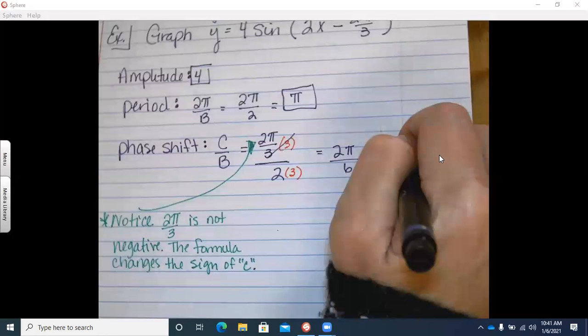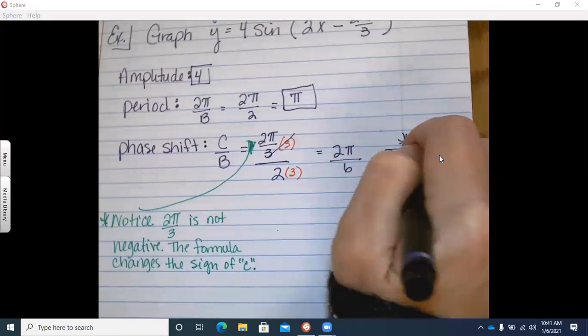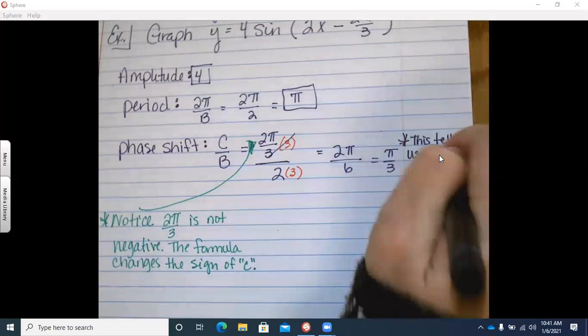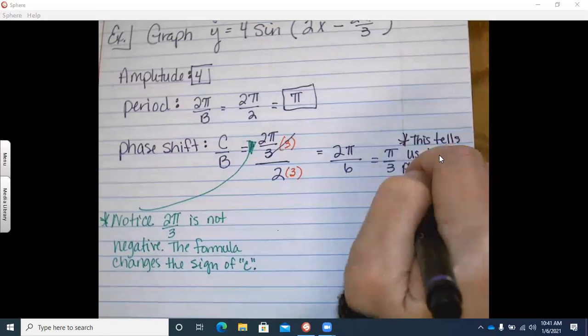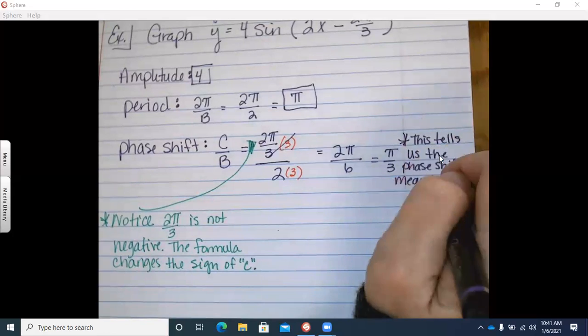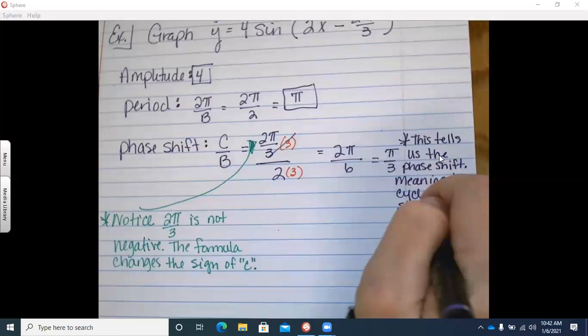This tells us the phase shift, meaning the cycle will start at pi thirds instead of 0.